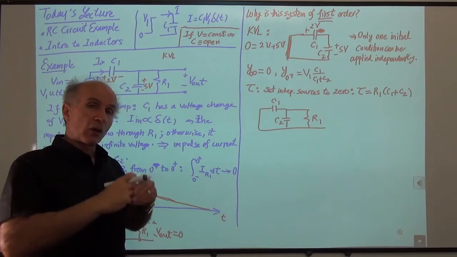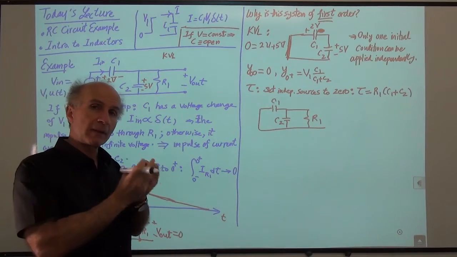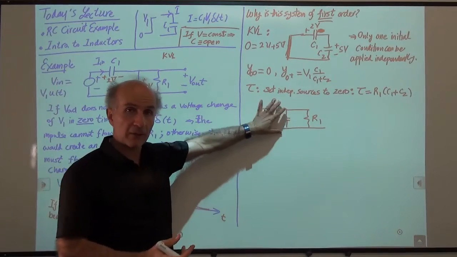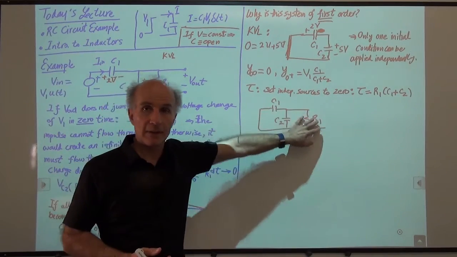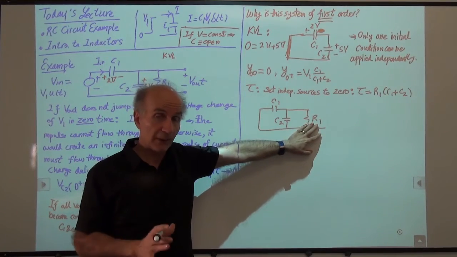So does it mean that in all first order systems, when we set the independent source to 0, we end up with something like this, where all the capacitors merge into one, and we have a single capacitor, single resistor? Not really. That's not true all the time.